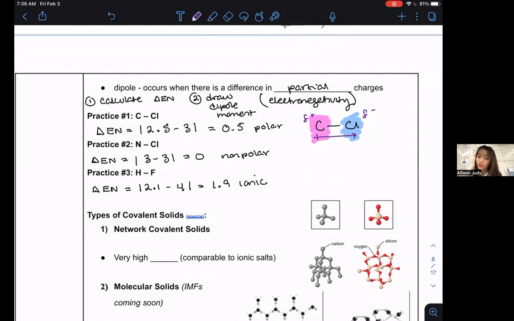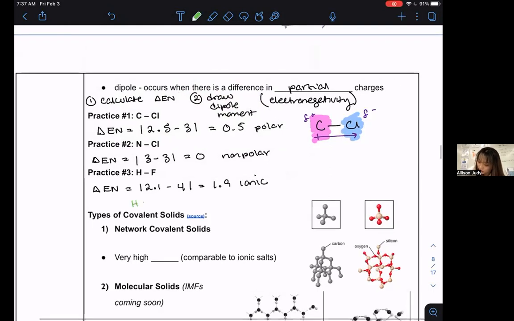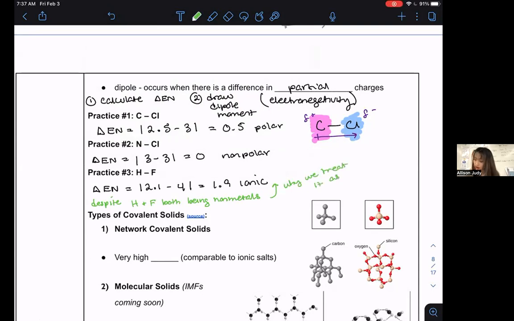Now, this also explains why, despite hydrogen and fluorine both being nonmetals, which would usually qualify it as covalent, this is why we treat it as ionic, because the electronegativity differences are so great.